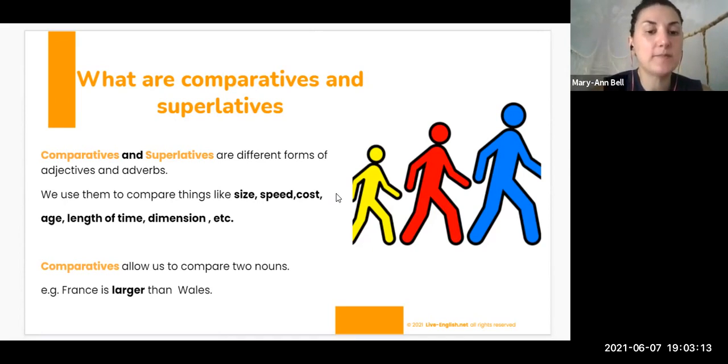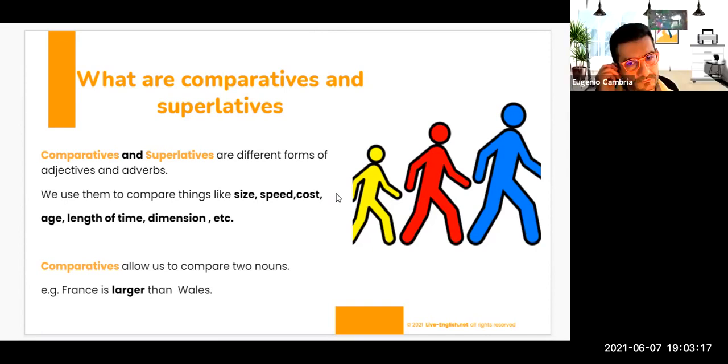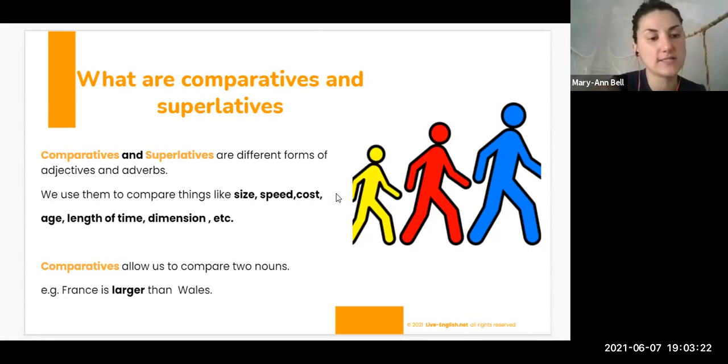So the key thing to remember is that comparatives allow us to compare two things or two nouns. Okay, so for example, France is larger than Wales. We always are comparing just two things with comparatives.